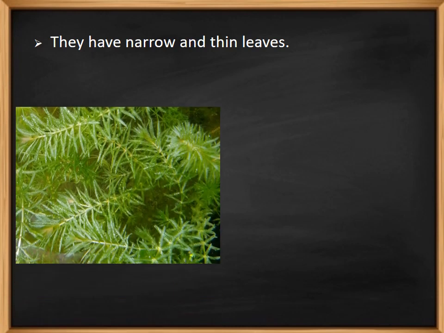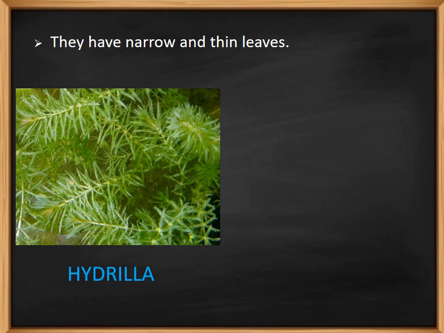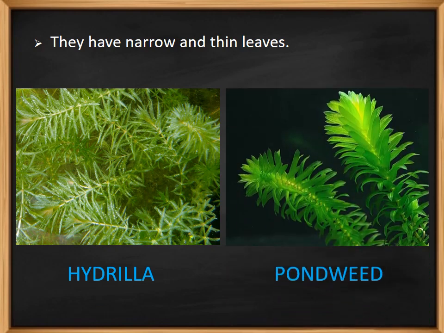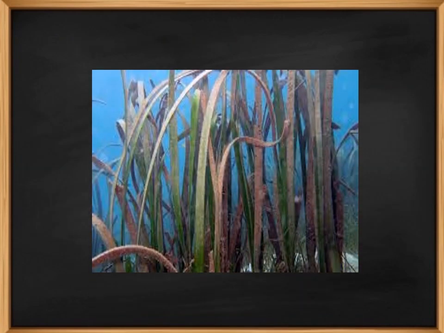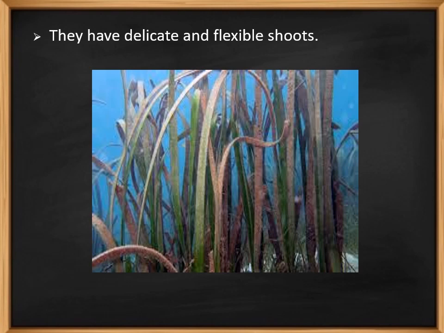As these plants are completely submerged under water, the leaves of such plants are narrow and very thin, and they do not have stomata. So, how do they breathe? They breathe through their other body parts. As these plants are growing completely under the water, they do not have very thick stems. They have very delicate and flexible shoots. Example is tape grass.